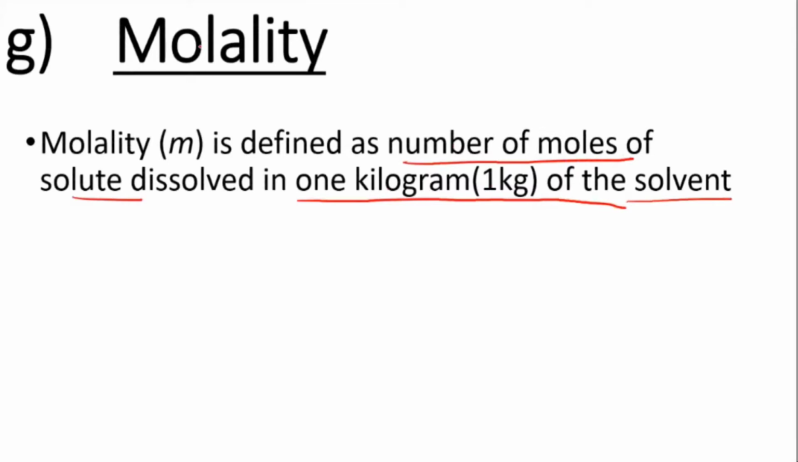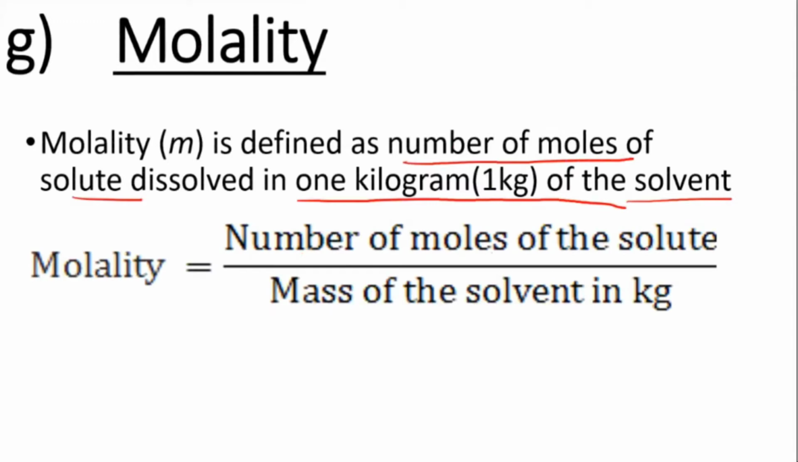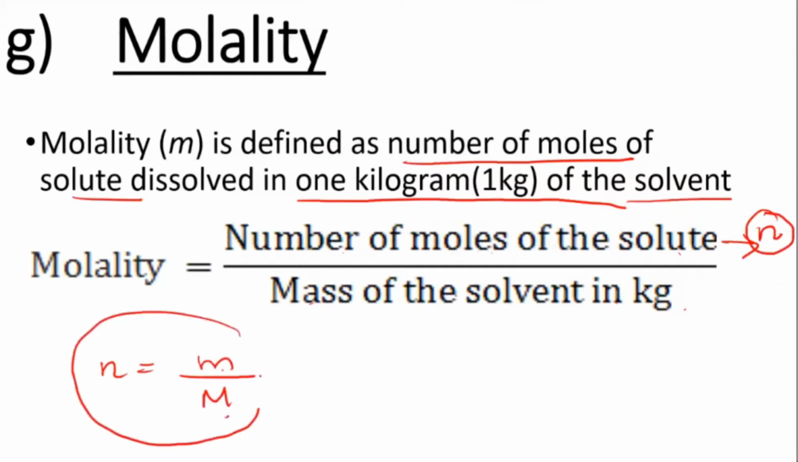You can write it in the form of a formula: number of moles of solute divided by mass of solvent in kg. And you can measure this. The number of moles of the solute can be measured in a similar way: that is mass by molar mass. This will be your n value, number of moles. So you can calculate that if you know the mass and molar mass of the particular substance which is being asked. Then you can calculate the number of moles.